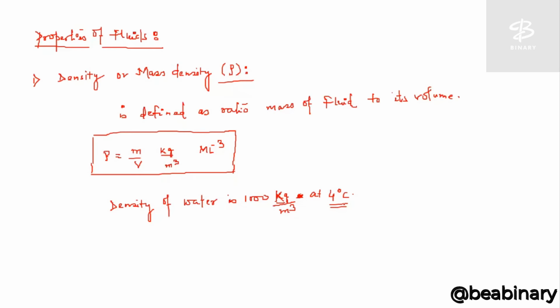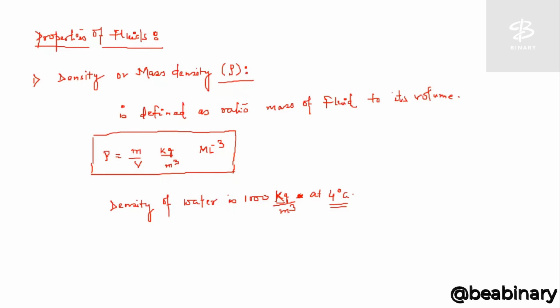If someone asks you what the water density will be at 2 degree centigrade, or at 5 degree centigrade, or at 7 degree centigrade, at any temperature, what will be the water density? So the density of the water at 4 degree centigrade is maximum.